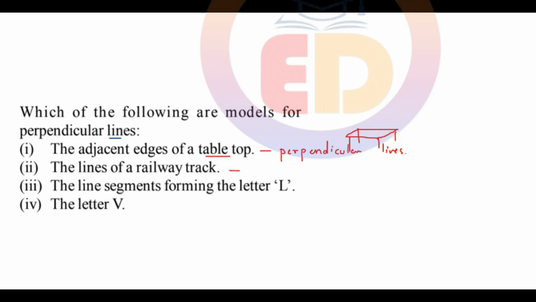The lines of a railway track are an example of parallel lines. The line segments forming the letter L, here there is a 90 degree angle. So we can say that the line segments forming the letter L are also an example of perpendicular lines. In the letter V we cannot find any 90 degree angle, so we can say that they are not perpendicular lines.